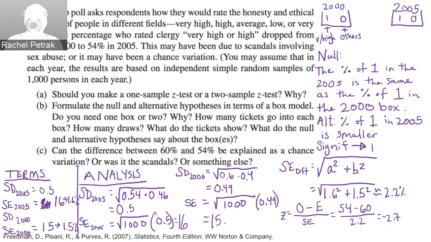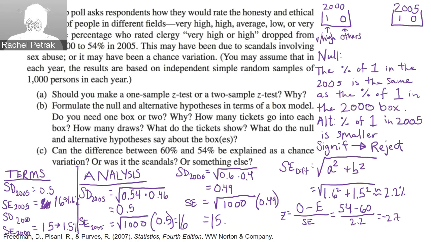We should reject the null. A significant p-value always means reject the null hypothesis. And the null hypothesis says that the difference can be explained as chance variation. That's all the meaning is here. So if we reject it, the difference cannot be explained by chance variation.